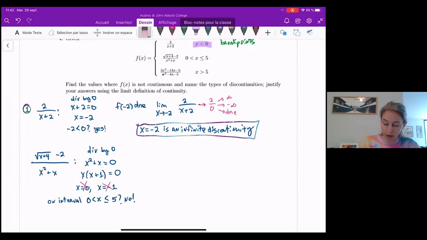We also have to check for a negative under a square root. So we're saying x plus 4 is less than 0. That's x less than -4. Again, none of those values are between 0 and 5.